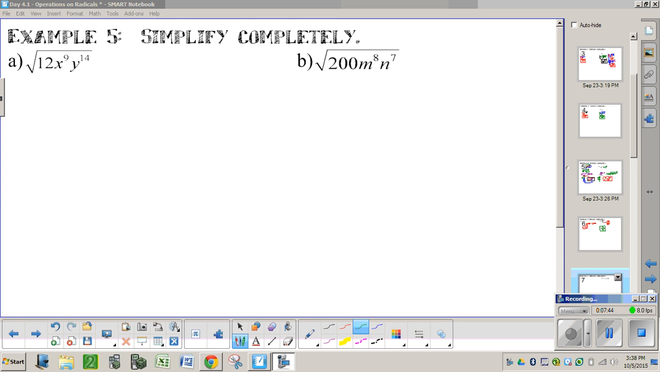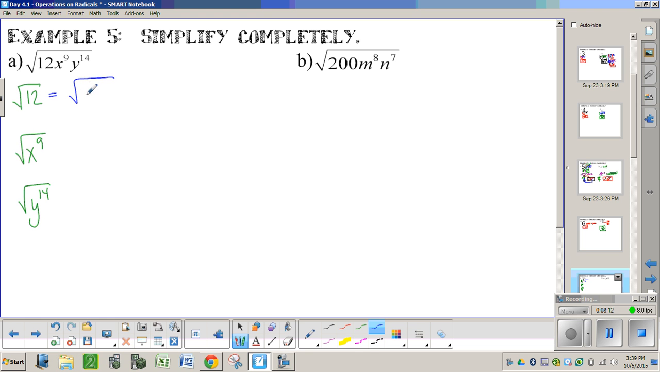All right, so those last two examples were pretty easy and you did a great job on them. But let's try this one now where we have to simplify different parts. I'm going to break this radical up into the square root of 12, the square root of x to the 9th, and the square root of y to the 14th. I'm going to treat each one separately, and then I'm going to put them all back together again when I give my final answer.